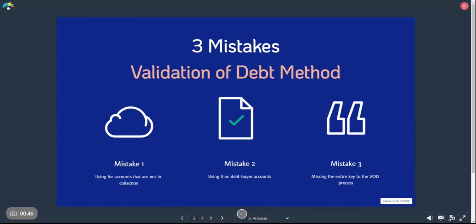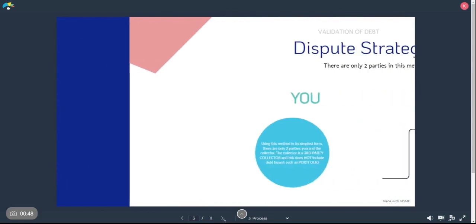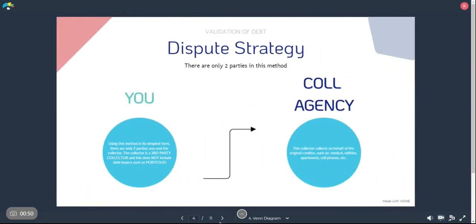So the VOD dispute strategy is very, very simple. There's only 2 parties in this method. Obviously you, right? And obviously the collection agency. So even in its simplest form, there's only 2 parties. So we are not using this for companies like Portfolio or Midland or Second Round or Calvary. The collector is actually going to be collecting on behalf of the original creditor, such as medical, utilities, apartments, cell phones. Obviously you get the point, right?